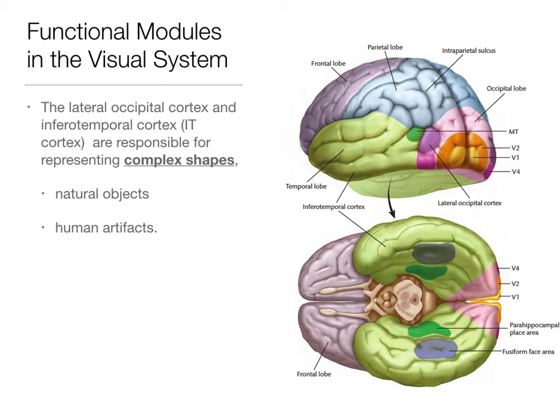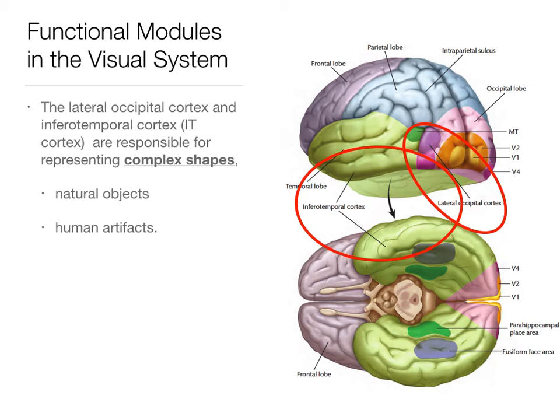In the lateral occipital cortex and the inferior temporal cortex are these complex shapes, okay? The lateral occipital cortex is this purple area here, and the inferior temporal cortex is, again, that bottom part, and that's why I've got such a big circle. It's shown in two pictures here because it's shown from two different angles, that bottom part of the temporal cortex. And again, this is really responsible for complex shapes. This can be natural objects, it can be human artifacts, and again, this inferior temporal cortex is going to be further broken down into more modules.